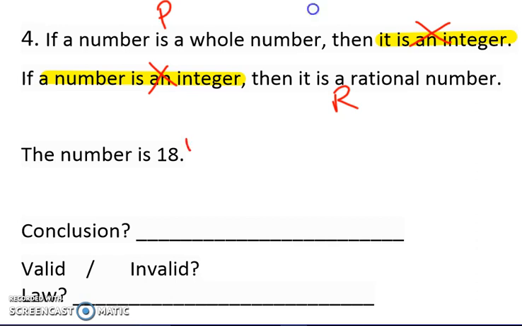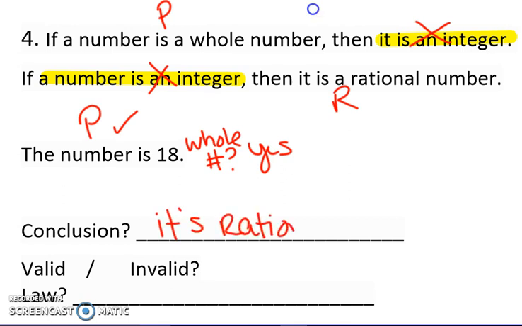What you have to ask yourself is, is 18 a whole number? Because I want it to be P. So if it's P, is 18 a whole number? Well, yes, it is a whole number, so that makes P true. If P is true, then my conclusion is 18 is also a rational number, and it is a valid conclusion. Even though that one's written a little differently, because we have whole number and then we have to look at the number 18, you still have to see if it makes P true. Well, 18 is a whole number, so it works. It is also a rational number.